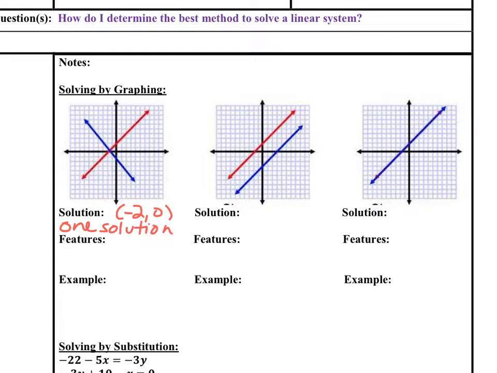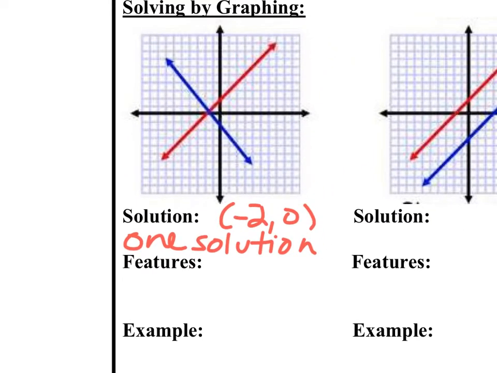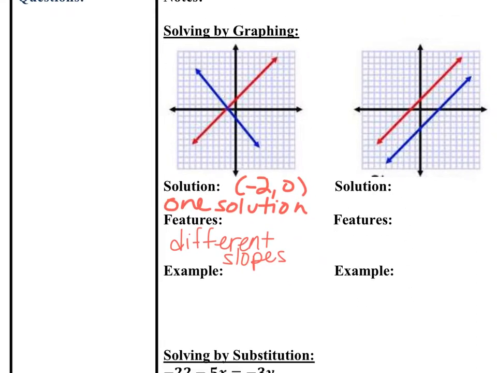Okay, features of things that have one solution. They have different slopes, right? Do the y-intercepts matter? No, who cares? The y-intercepts don't matter. If they have different slopes, they're going to cross at one place. And an example of that would be, you can make up your own. Y equals 2x plus 5, and I need something that has a different slope. How about 4x minus 100? Great.